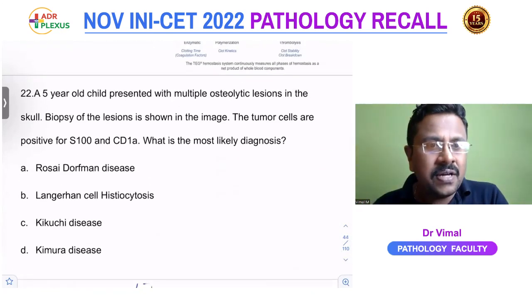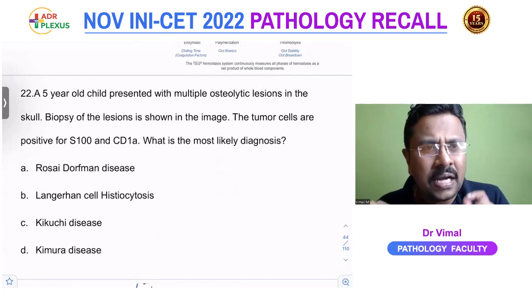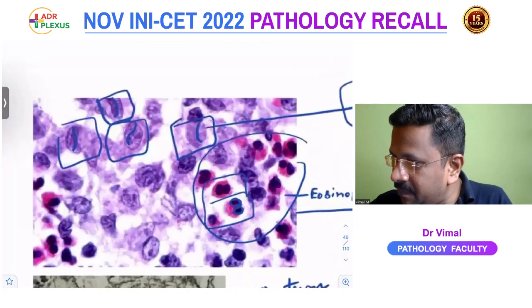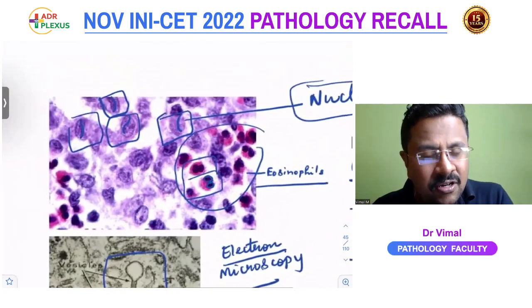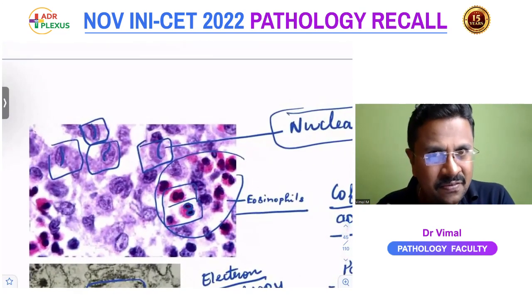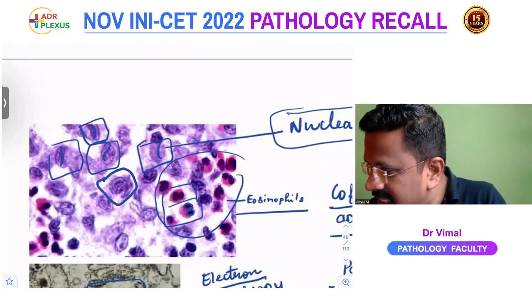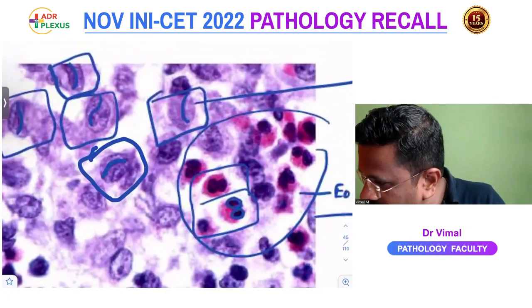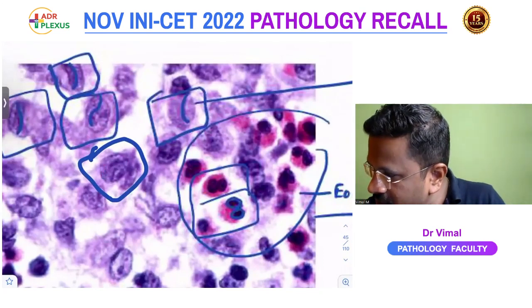So the next question: a 5-year-old child presented with multiple osteolytic lesions in the skull, and they've given you the biopsy of the lesions as shown in the image. The very important thing you can appreciate in this kind of image is that the tumor cells are showing a nuclear groove. Can you see this? So this is the nuclear groove.